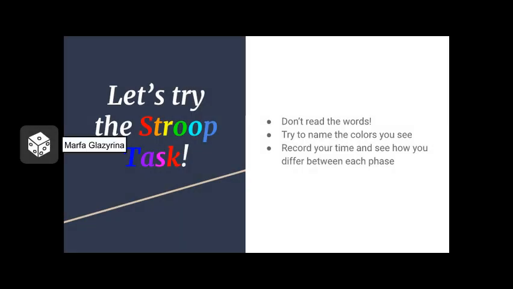To tie all of these ideas together, we're going to actually try the Stroop task. If you want to follow along at home, here are the rules. Make sure that you're not reading the words that come across on the screen. Your goal is to try and name the colors that you see. Have someone else, or you can also do it yourself, record the time between each version of the Stroop test and then see how you differ from phase to phase.